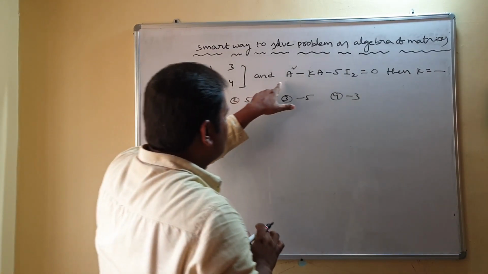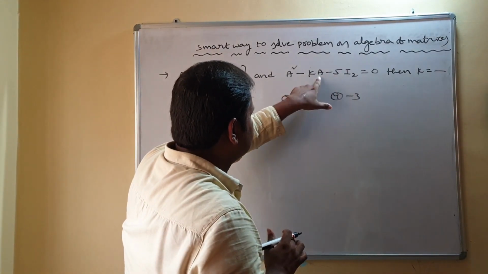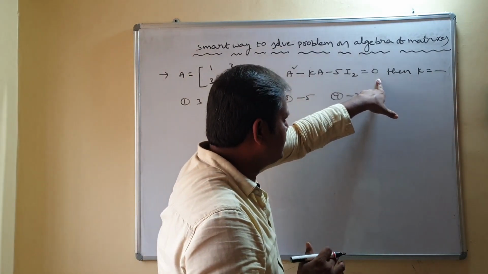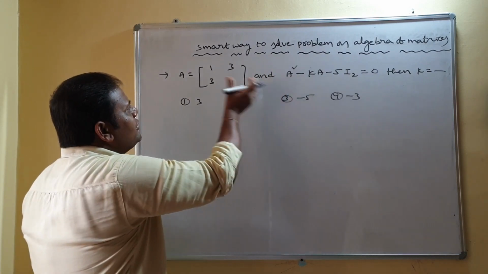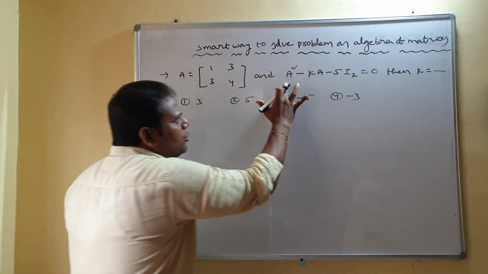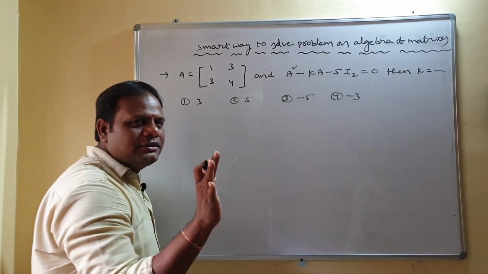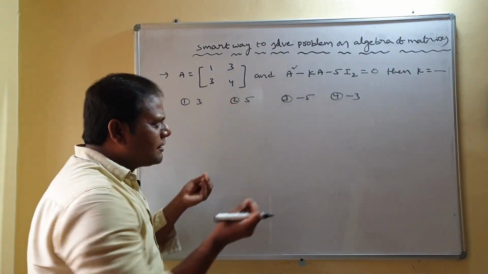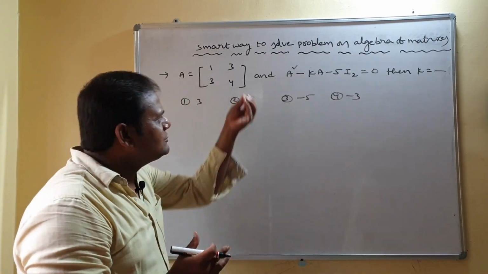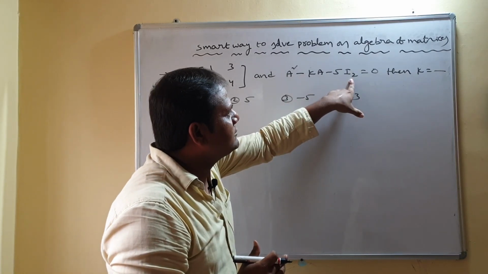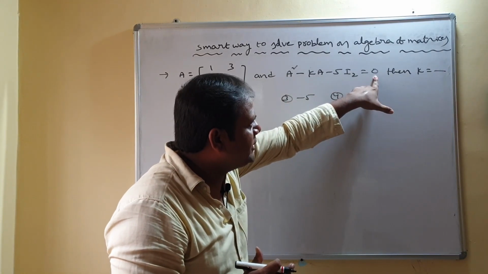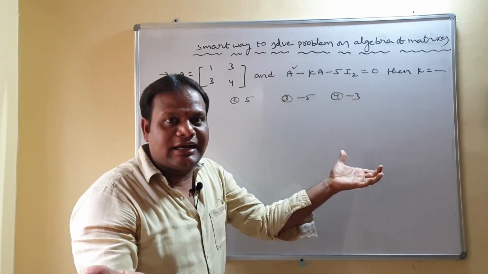Moving to the next. A matrix A is given and one equation is given: A square minus KA minus 5I2 equals 0. Then what is the K value? Here we don't find A square completely and we don't simplify this completely. We want the answer, right? That is our target. So just take the first elements in every matrix and equate them to the first element in the null matrix, and you can get the answer easily.